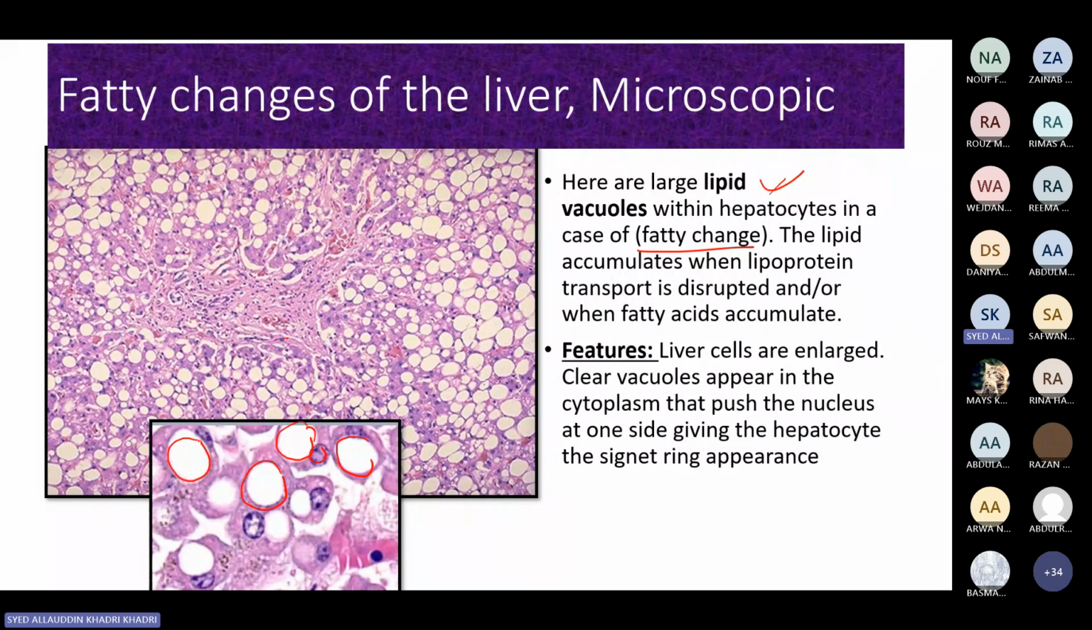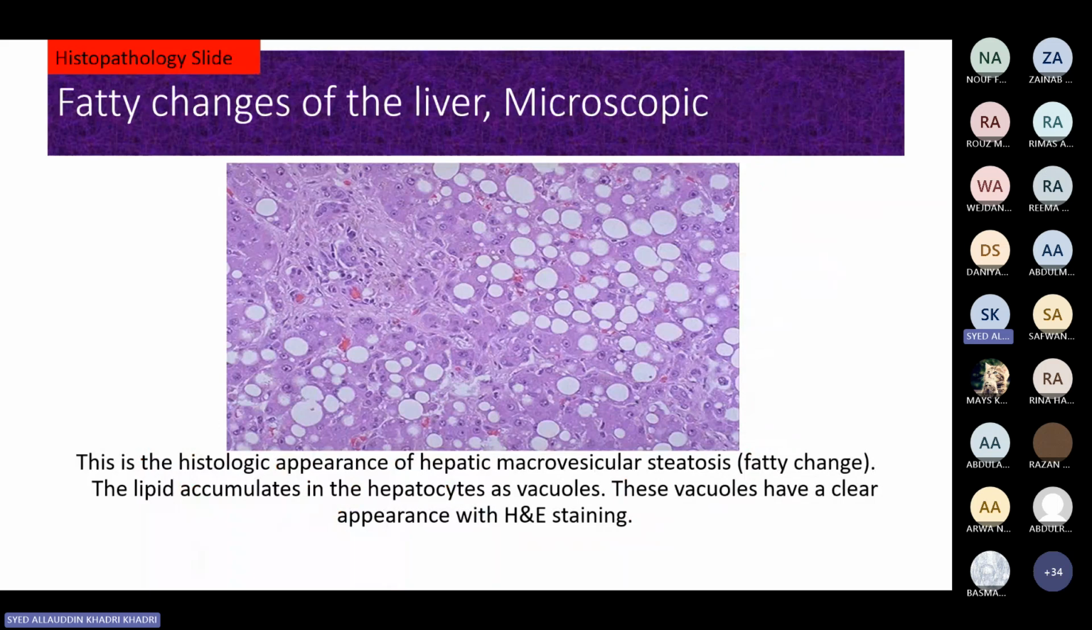I can ask you in the examination, what are these? You can say, doctor, this is very easy. Clear vacuoles appear in the cytoplasm, pushing the nucleus to the corner and giving a signet ring appearance. We need only these words in the examination to give you 20 out of 20 on the day of examination. So the exam is very easy. Don't worry. My job is to tell you what is going to come in the examination, and it comes. Nothing more than that for the sake of examination.